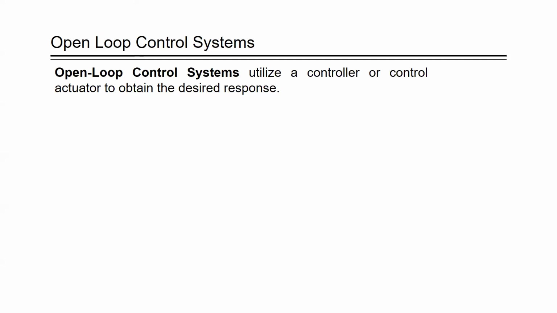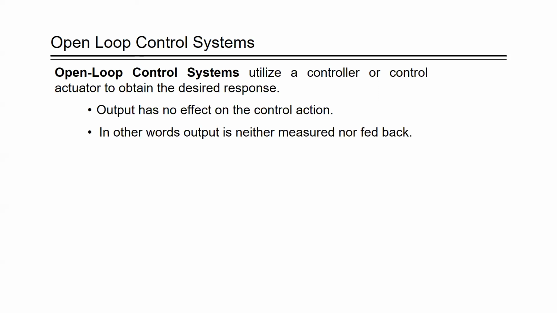Then another category you have are open loop control systems and closed loop control systems. So in open loop control systems, they use a controller to obtain the desired response. But they do not measure the output in this instance. It does not have a feedback mechanism. And therefore, the output has no effect on the control action. So the output is neither measured or fed back into the control system.